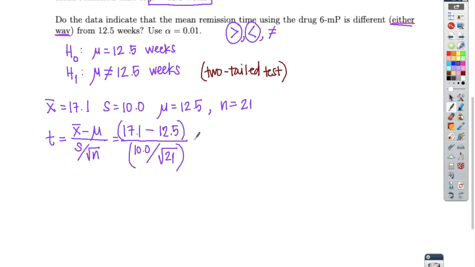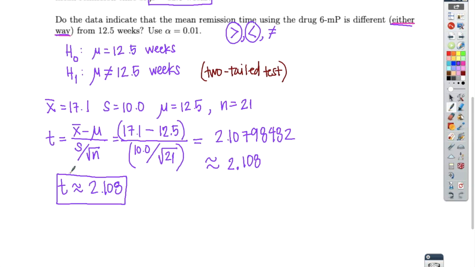Now, the number that I'm getting here is 2.107988482. So I'm going to round to 3 decimal places. This is about 2.108. So there's my t-score. T is approximately 2.108. So now we've got that.